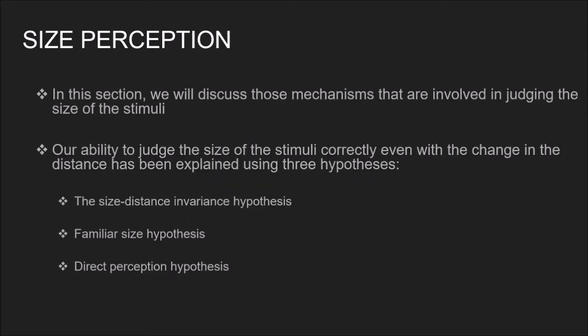Size perception. In this section, we will discuss those mechanisms that are involved in judging the size of the stimuli. Our ability to judge the size of the stimuli correctly, even with the change in the distance, has been explained using three hypotheses: the size distance invariance hypothesis, familiar size hypothesis, and direct perception hypothesis.